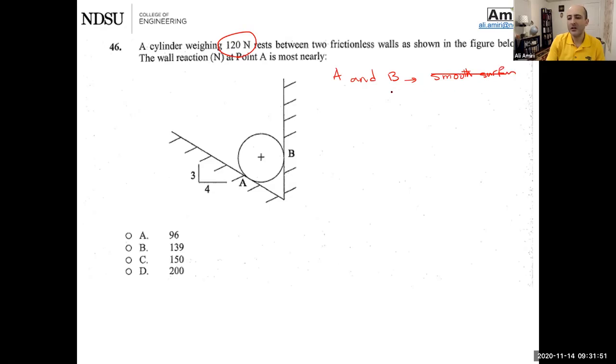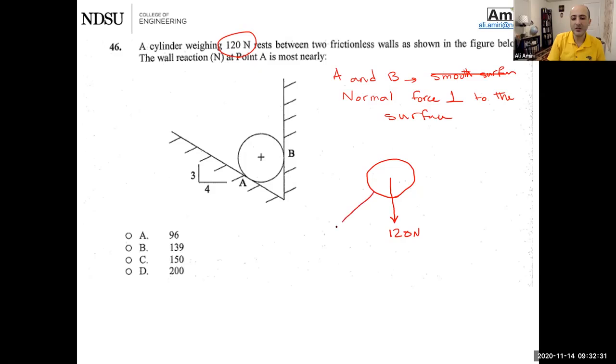We talked about it. It will generate a normal force perpendicular to the surface. Or you can make that table, see if it moves in X and Y, and just put the forces. But I'm going to do it a little bit quicker here. Step 1, isolate. Step 2, active forces, which is the weight of it, which is 120 newtons. Step 3 is 2 forces perpendicular to the surface.